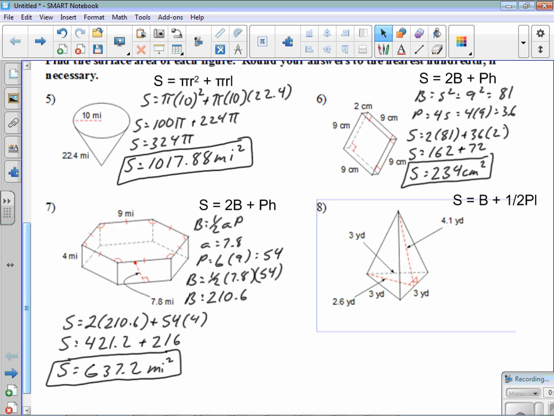Alright, number 8 is a pyramid, and more specifically a triangular pyramid or triangle-based pyramid. So the base is a triangle. So for area of the base, we're using 1/2 base times height for area of a triangle. And so our area of the base is going to be 1/2. And the base of the triangle is 3 yards. The height of the triangle is the 2.6. So 1/2 of 3 times 2.6 will be 3.9.